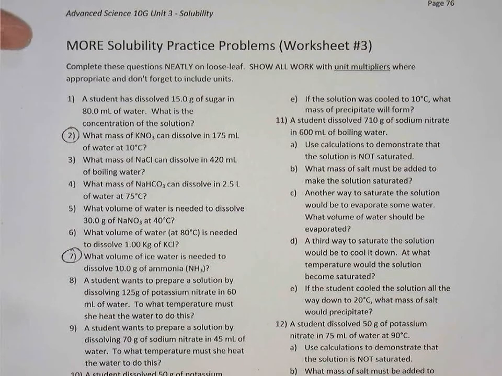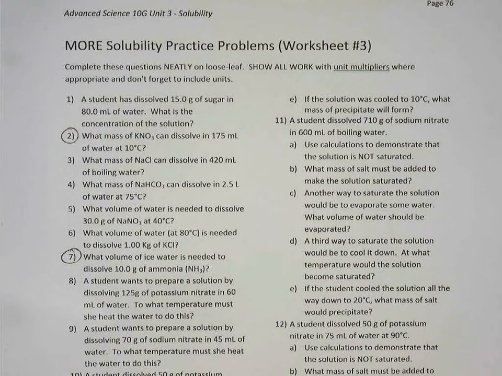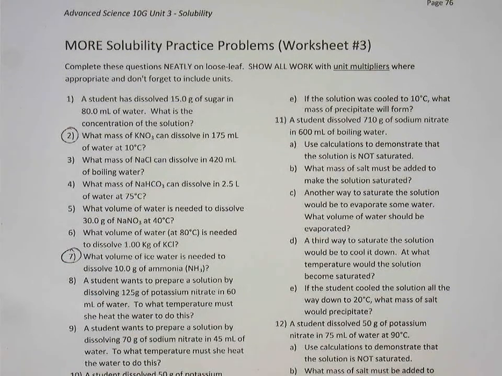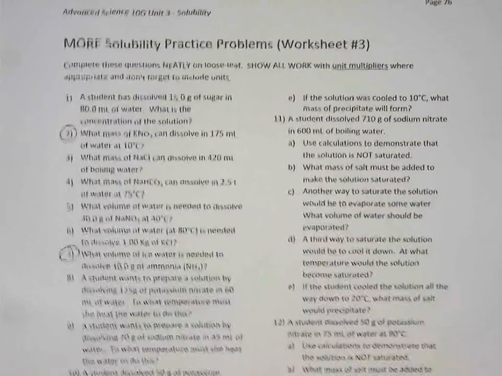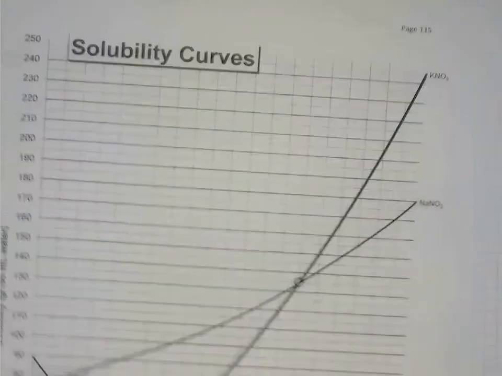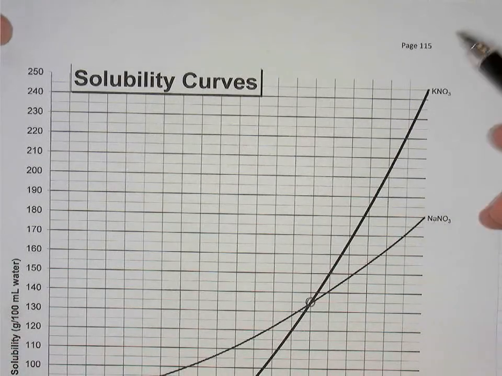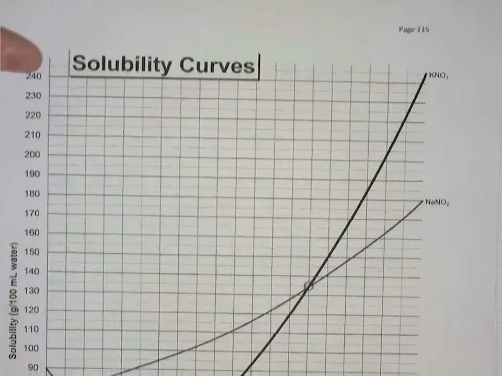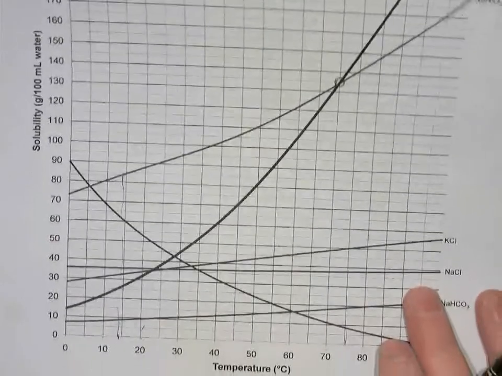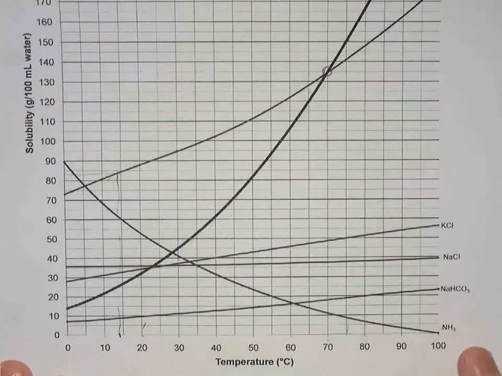So number 2: what mass of potassium nitrate, KNO3, be sure you know the names and formulas for these salts, can dissolve in 175 milliliters of water at 10 degrees Celsius? To do this kind of question, we need to refer to the solubility curves sheet, which is on page 115 in your science booklet near the back. You also have this on our website if you need it.